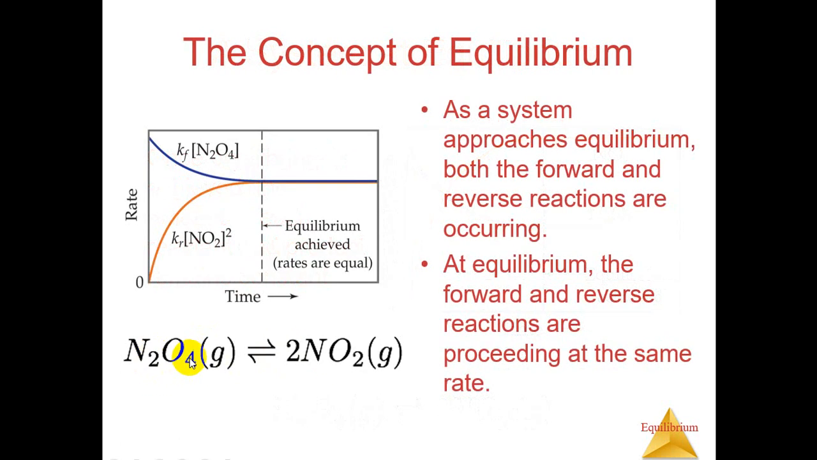This is the equation. N2O4 gas, the arrow pointing forward, produces two molecules of nitrate gas. Whereas two molecules of nitrate gas, in the reverse reaction using the reverse arrow, will break down to produce N2O4. And this reaction is occurring at the same rate. Look at it. When you extrapolate backwards, you get the same rate, and this is the equilibrium. At this point in time, the two graphs overlap to produce a common rate.